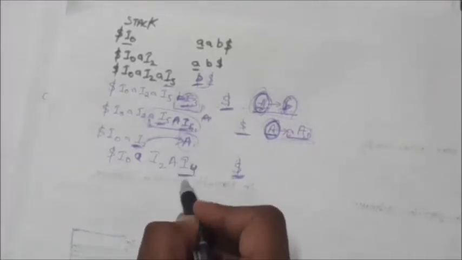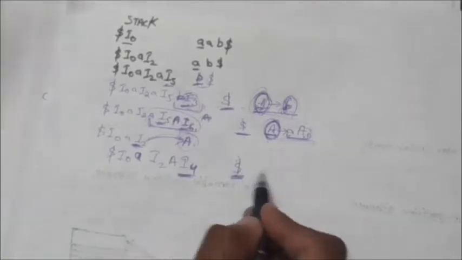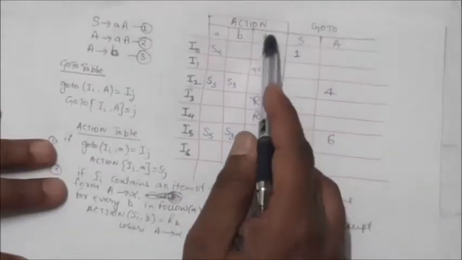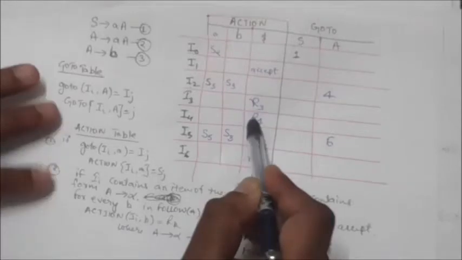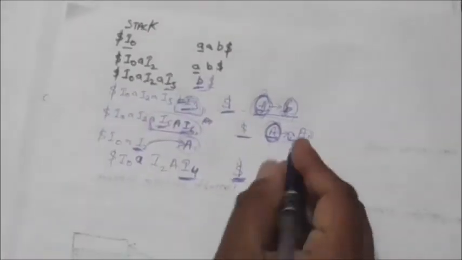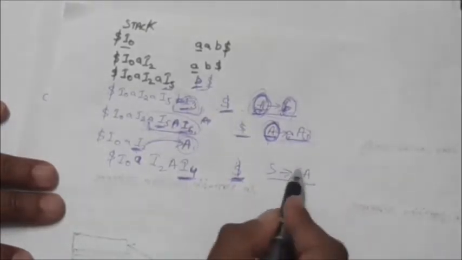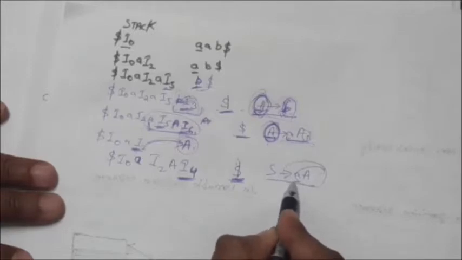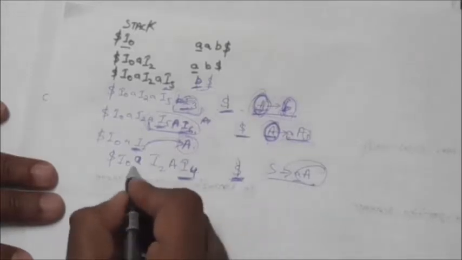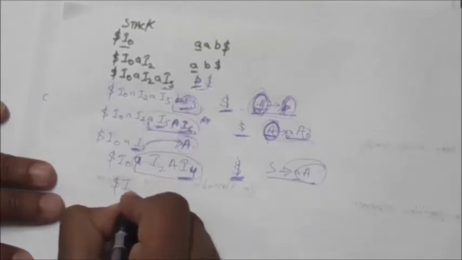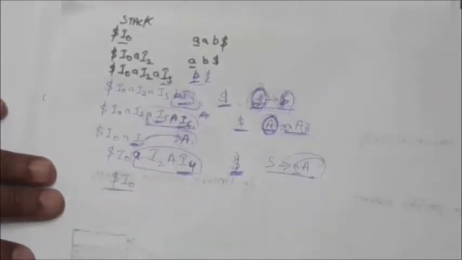For that we need to check the action table at row labeled by I4 and column labeled by $. At that entry it is written R1. It means reduction by production rule number 1, and production rule number 1 is S derives AA. So we need to do the reduction by this production rule S derives AA. The right side of this production rule has 2 symbols, so 4 symbols will be popped from the stack, these 4 symbols. Now the content of the stack is this.